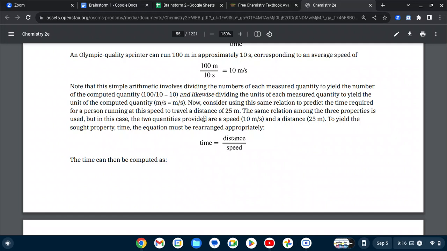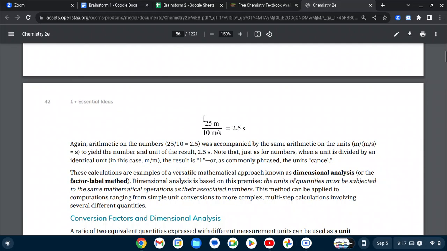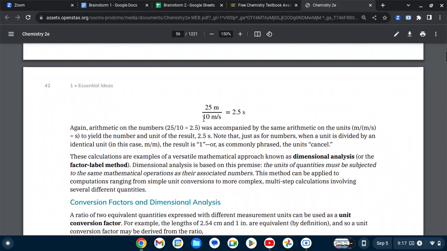Now consider using the same relation to predict the time required for a person running at this speed to travel a distance of 25 meters. The same relation among the 3 properties is used, but in this case, the 2 quantities provided are speed and distance. To yield the sought property, time, the equation must be rearranged appropriately. Time equals distance over speed. The time can then be computed as 25 meters over 10 meters per second, which equals 2.5 seconds.